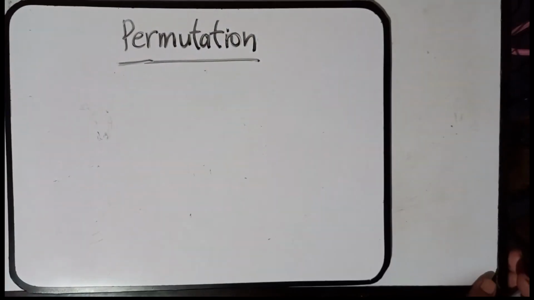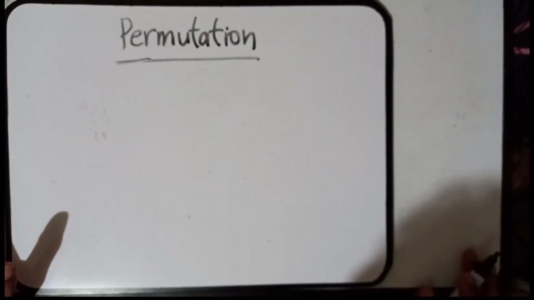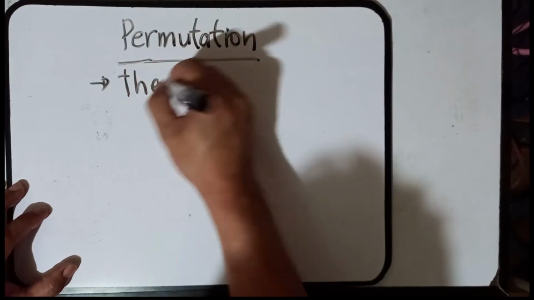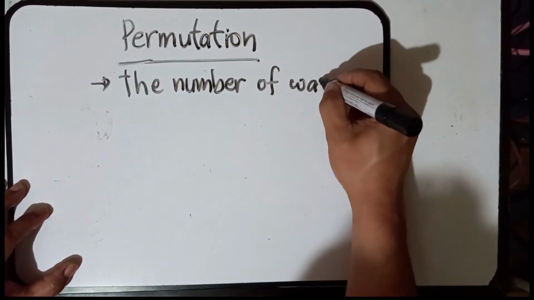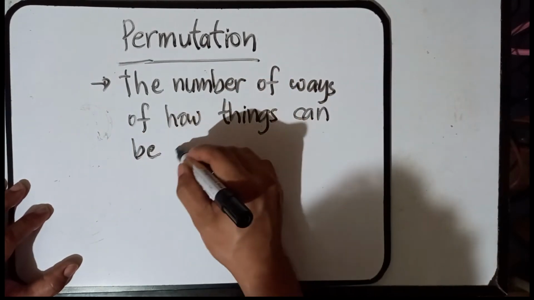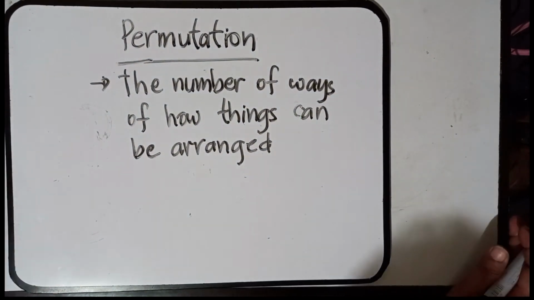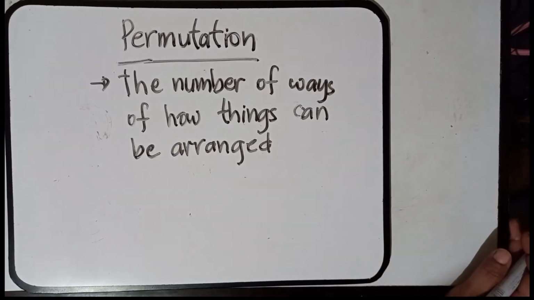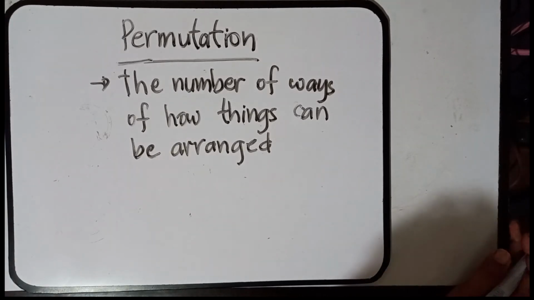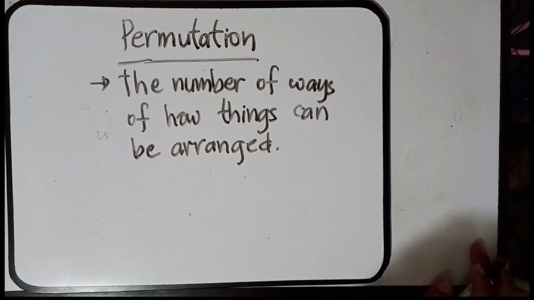Hi, so in this video we will talk about permutation. Permutation is a number of ways of how things can be arranged. So that is the permutation. It has to do with counting. You have to count how many ways this thing can be arranged, and the result of that count is what we call the permutation.